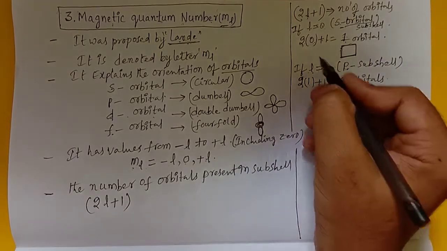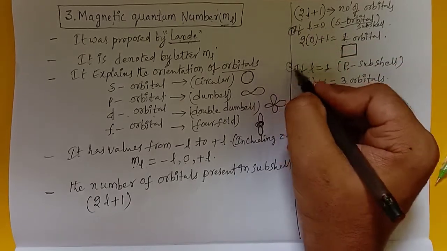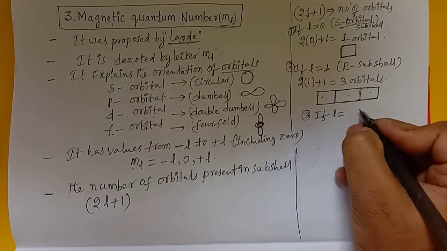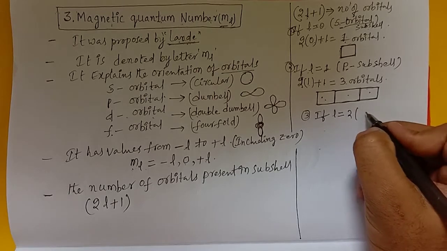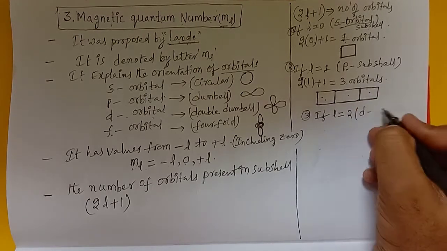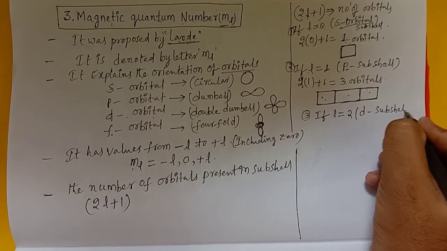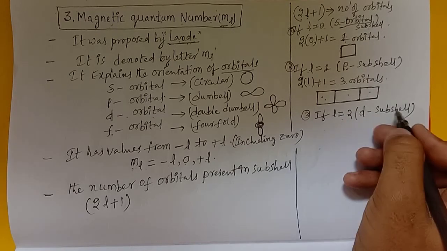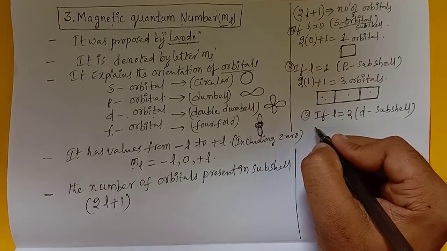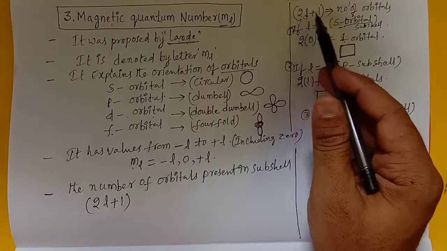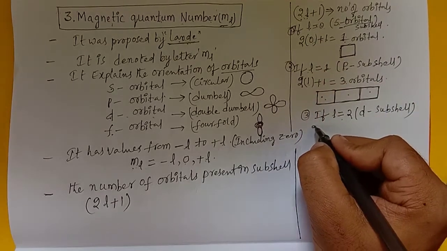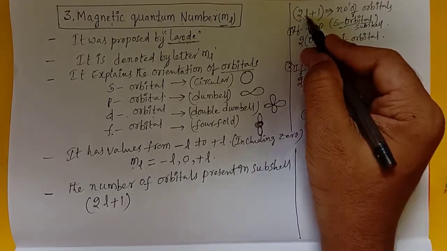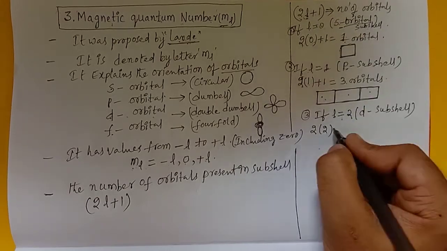And next, this is the first situation, second situation, and now the third situation. In the third situation, consider L equal to 2. L equal to 2 means which subshell? The D subshell. If the L value is 2, that is the D subshell. So substitute L equal to 2 in the formula 2L plus 1. Then 2L plus 1 becomes what?